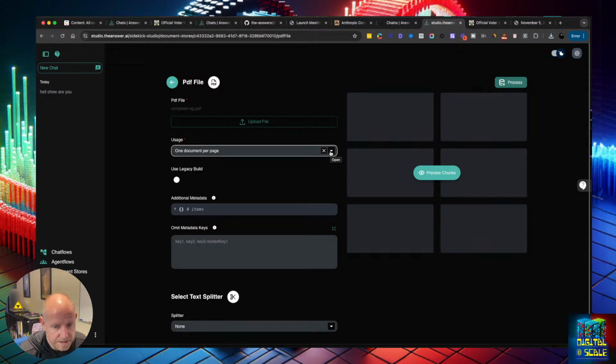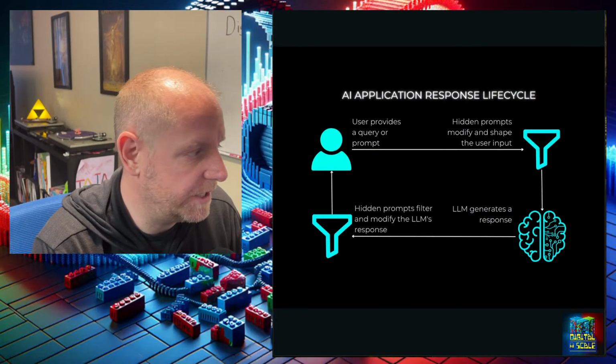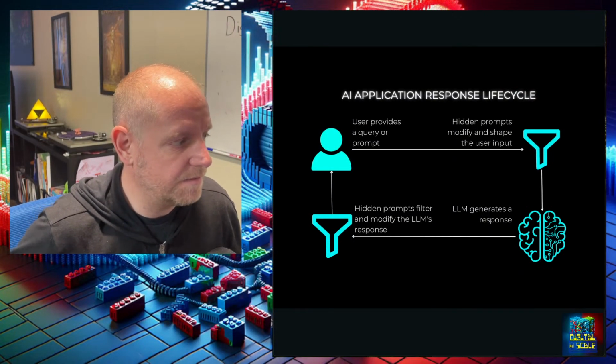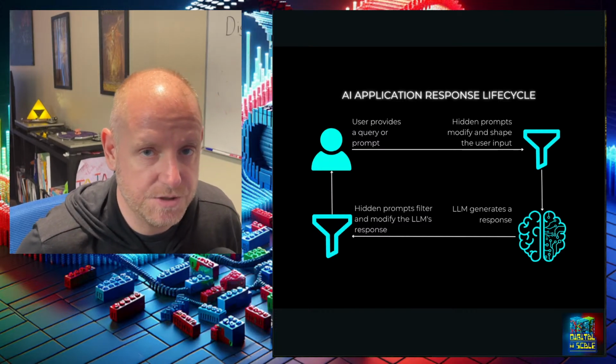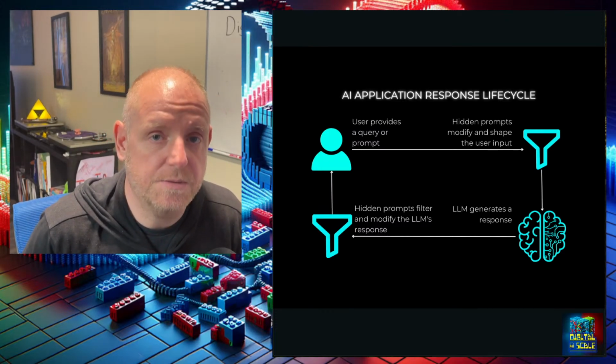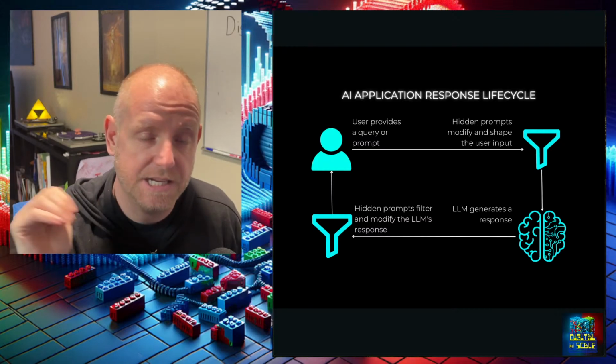So this is a very important concept in AI, is that while the amount of data you can give a prompt is going up, it's still not unlimited. Now, what does that mean? Well, if you remember back to our model here, there's hidden prompts that modify the shape and the user input. This can also mean injecting new data, and that's what we're going to be doing.